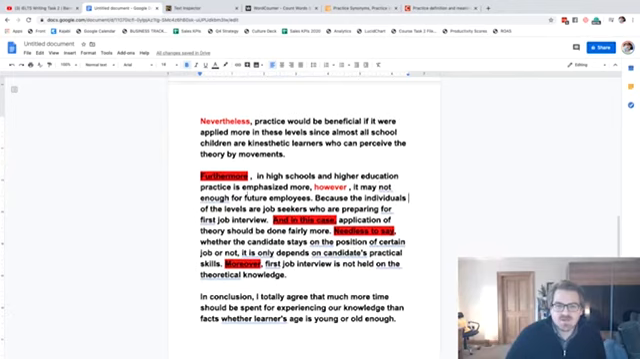"Furthermore, in high schools and higher education, practice is emphasized more. However, it may not enough for future employees."